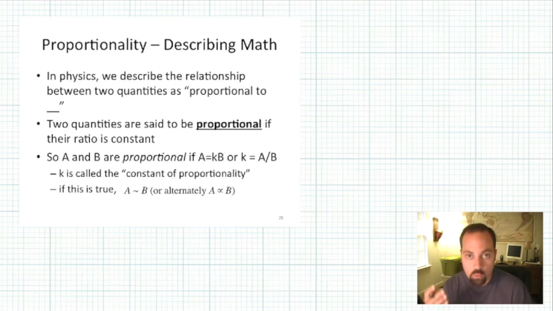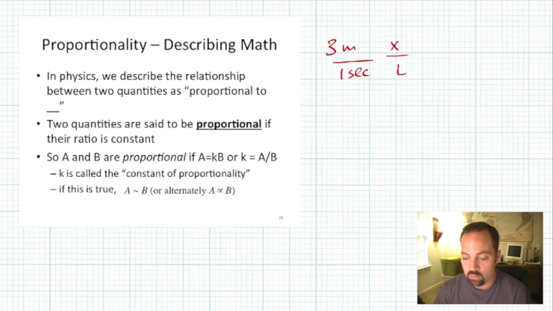If I walk 3 meters every 1 second, okay, 3 meters per second. And we'll talk more about this later, but this is really position over time. My position is changing over time. Then if I walk 1 second, I move 3 meters. If I walk 2 seconds, I go 6 meters. If I go 10 seconds, I walk 30 meters. So that rate of motion is constant.